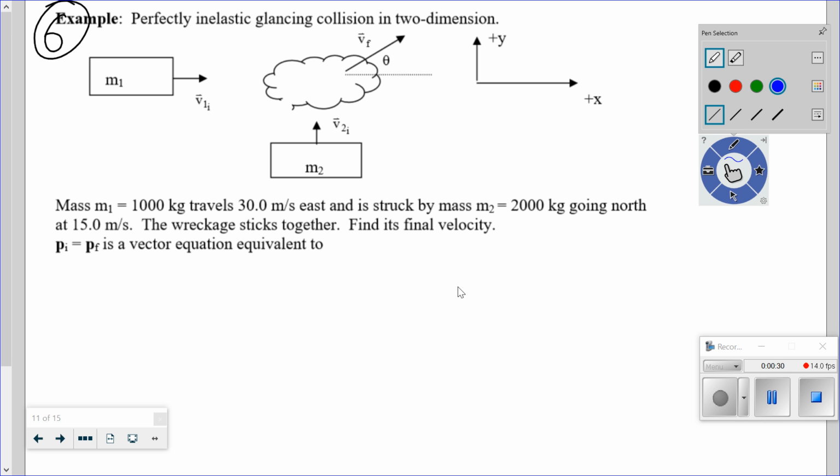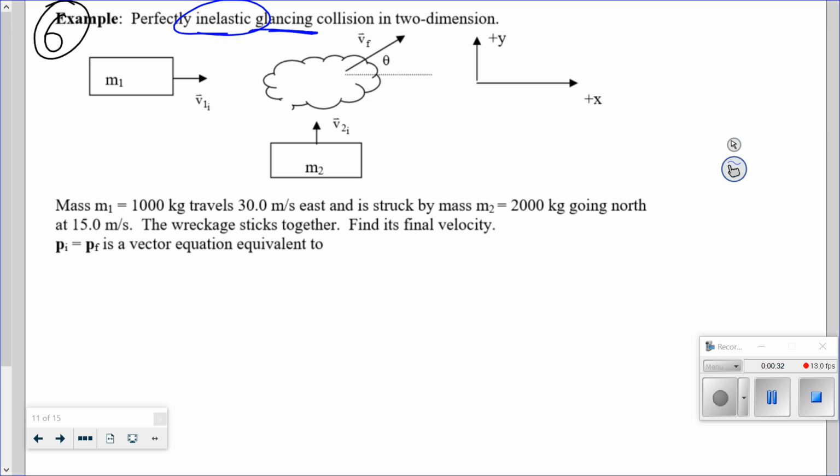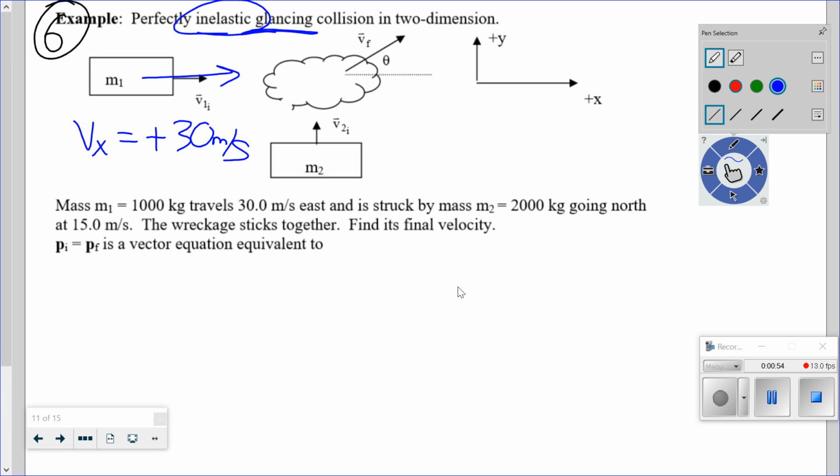So in an inelastic collision, remember glancing is just our code word for at an angle. So that's no big deal. We're going to target that. And they don't start out at an angle. Mass number 1 is only going the x direction. So you could say Vx equals plus, is it 20, 30? Okay. And we got a mass 2 that has a Vy, and it's plus 15. Then what do we do?